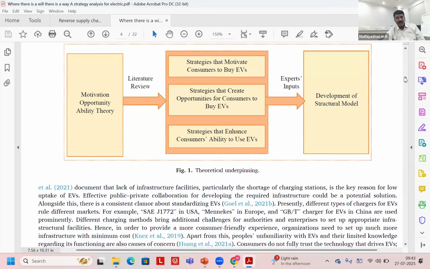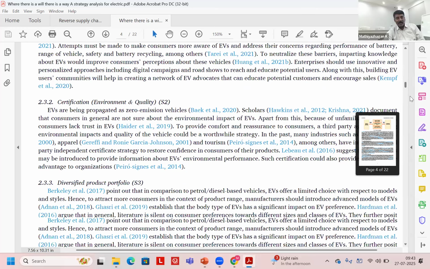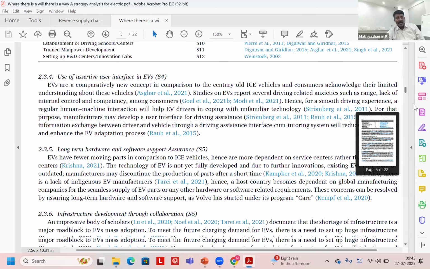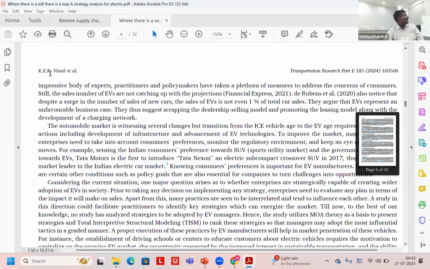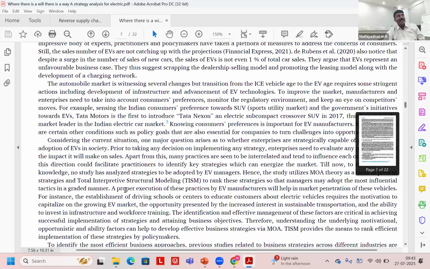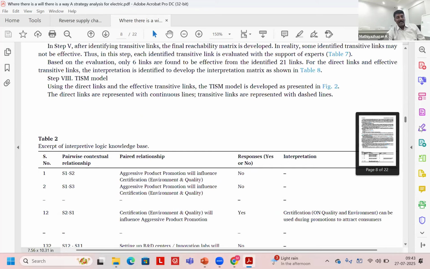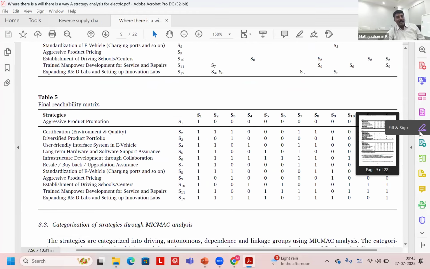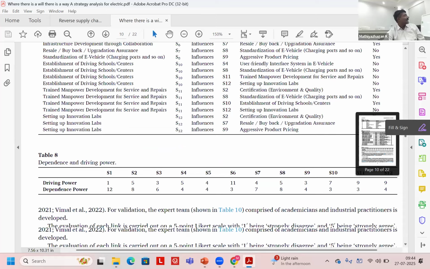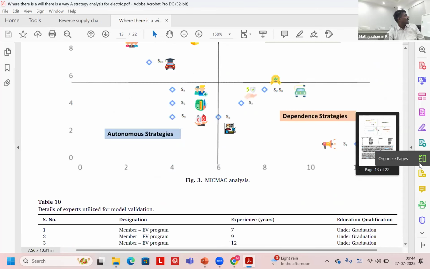Right? Then what are the different types of strategies? 2.3.12, see here. Up to 12 strategies here. Okay. And then why this study? Yeah, exactly. Then the methodology. Then application of methodology. Then these are the tables. Then what are the categories we are using? Then finally see the result. Then okay. Then MICMAC analysis here.